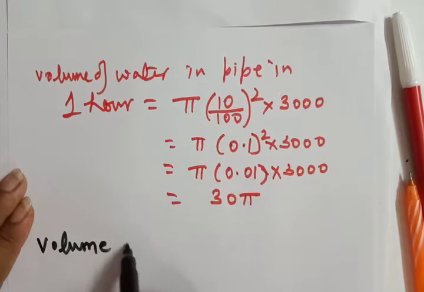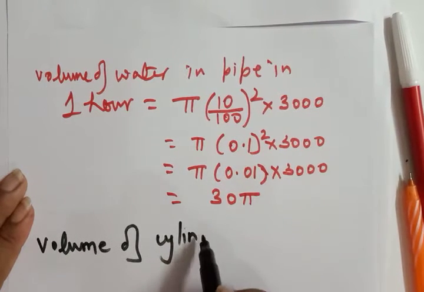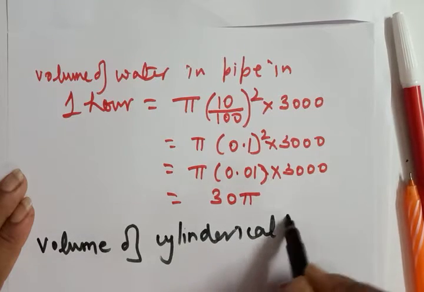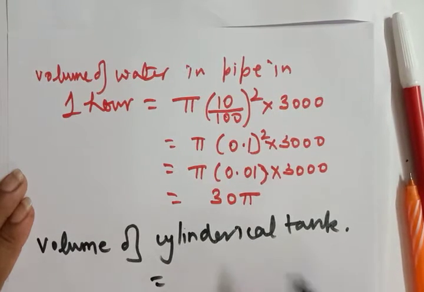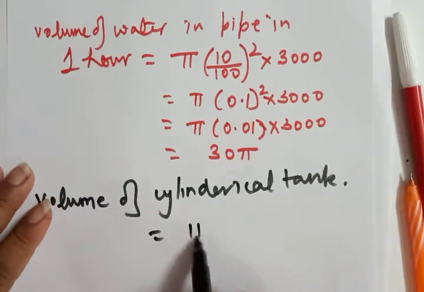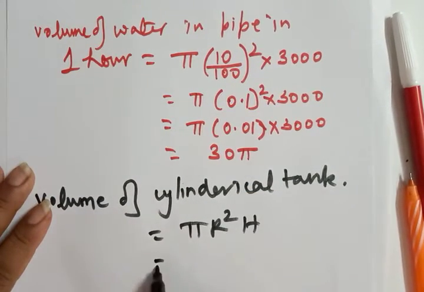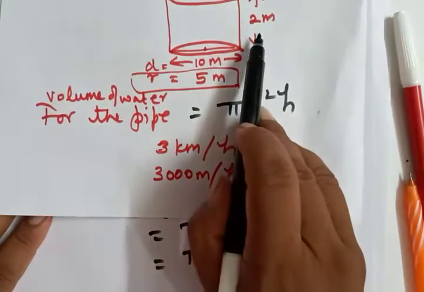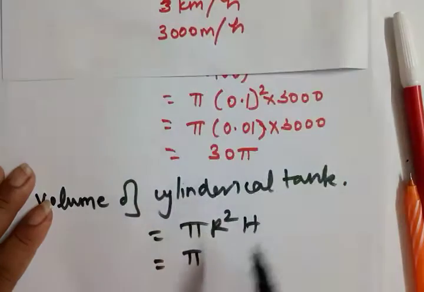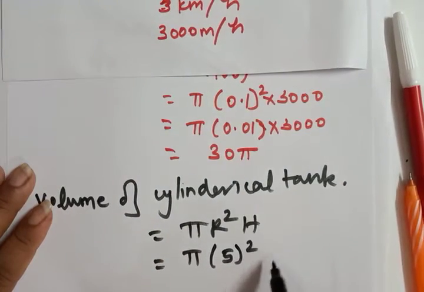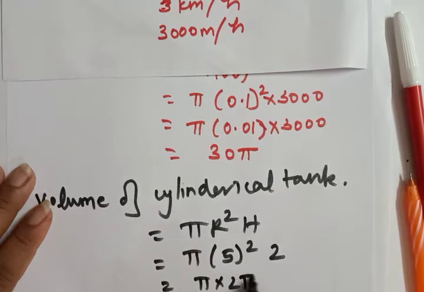Volume of cylindrical tank. The formula will remain the same, that is pi R squared h. Here R is 5 meters and the height is 2 meters. So 5 squared and the height is 2, so that is equal to pi into 25 into 2, that is equal to 50 pi.